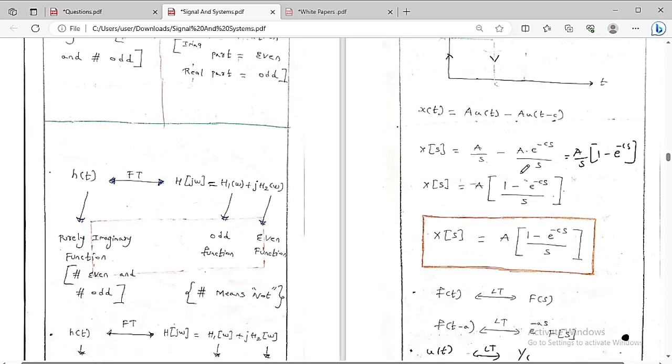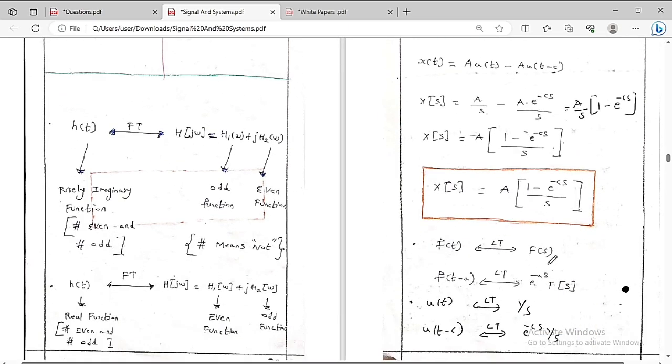So you must remember, for f of t the Laplace transform is F of s, and f of t minus a has the Laplace transform e to the power of minus as into F of s. With the help of this formula only, we have solved this question. So this is the correct solution of this question.